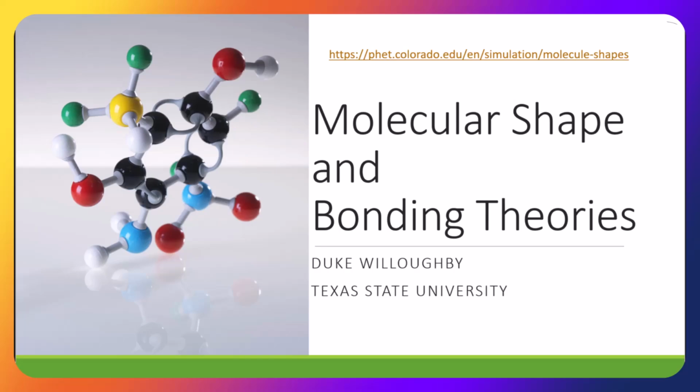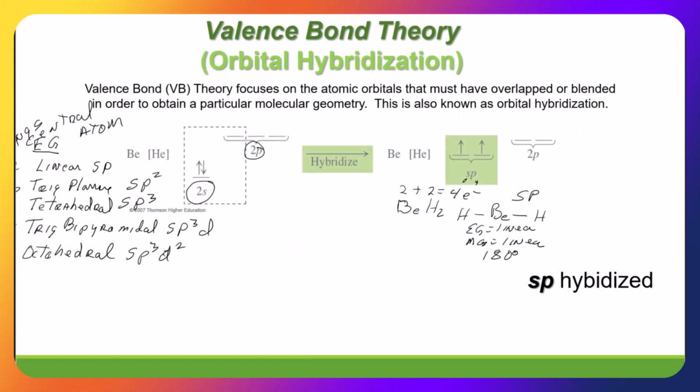All right, ladies and gentlemen, welcome to Chapter 11, Molecular Shape and Bonding Theories, the very last chapter in Chemistry 1341. Here we go. It's all about the shape and bonding theories, how they relate to the shape. So here's the deal. Let's take a look at beryllium. It's sitting over there in group 2. It has 2 electrons in the 2s subshell.